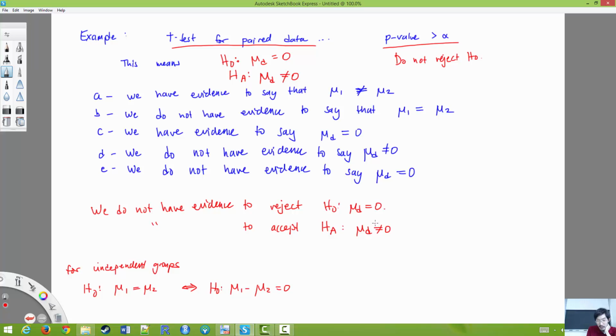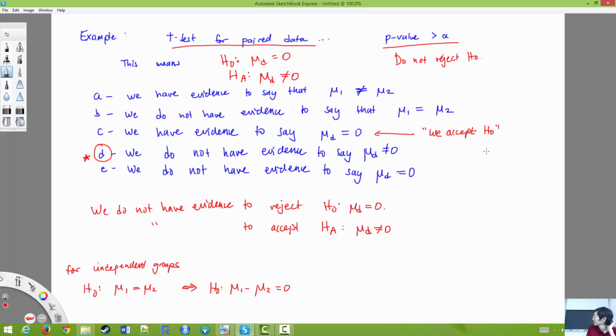Okay, and so the correct answer is answer choice D. This is the correct one. We don't have evidence to say that the mean difference is not equal to 0. So why isn't it C? Okay, so we have evidence to say this. This would be equivalent to saying we accept the null hypothesis. Okay, and that's one of our no-nos, right?